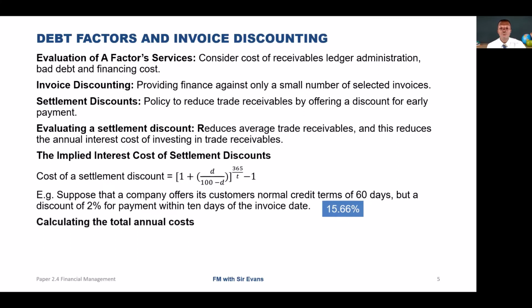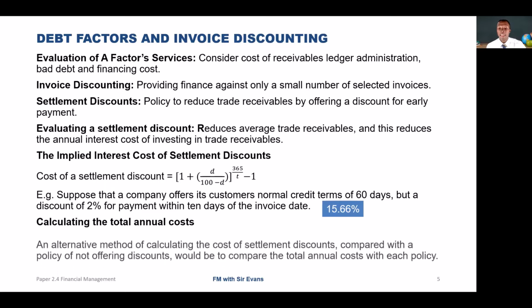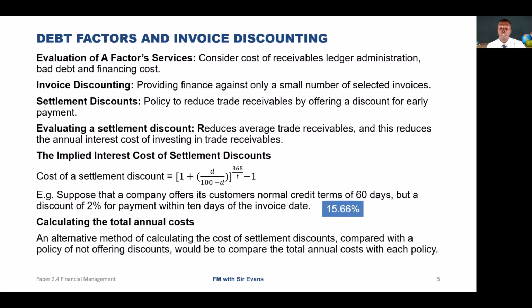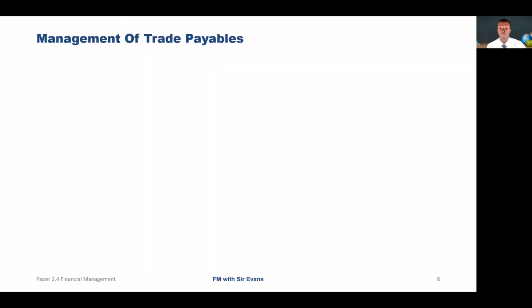In calculating the total annual cost, an alternative method of calculating that is you are comparing this with a policy of not offering discounts, and it will be to compare the total annual cost with each policy. And that can also help you in making a decision of offering a settlement discount or not.